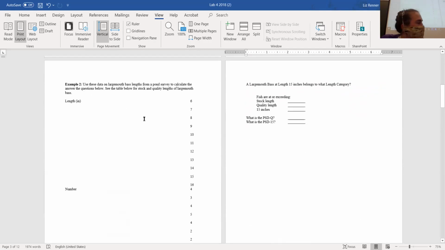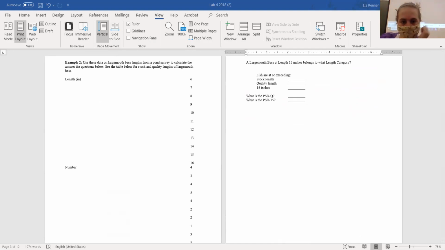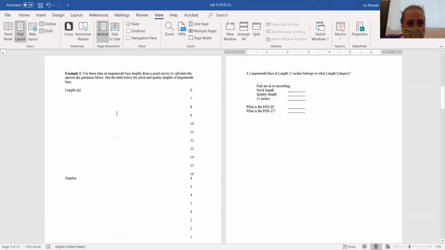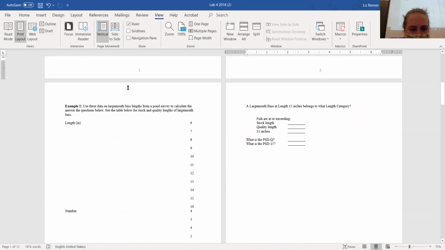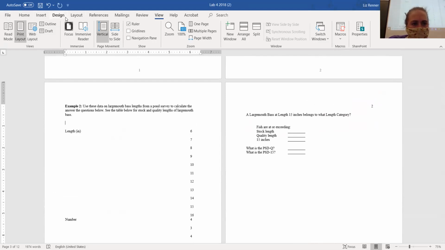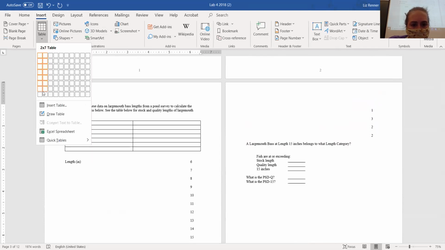Okay, so now, did yours just download like this? Yes. Okay. I'm not sure why. I'm not sure what happened to those. Like, if we look at, okay, I guess that's how it was in here. Really weird. Interesting. Okay, so it says use these data on large enough bass lengths from a pond survey to calculate and answer the questions below. See the table below for stock and quality length bass. All right, so I think that these were supposed to be the corresponding values. So let me just create a table of these really quickly. That's really annoying that it didn't save like that.